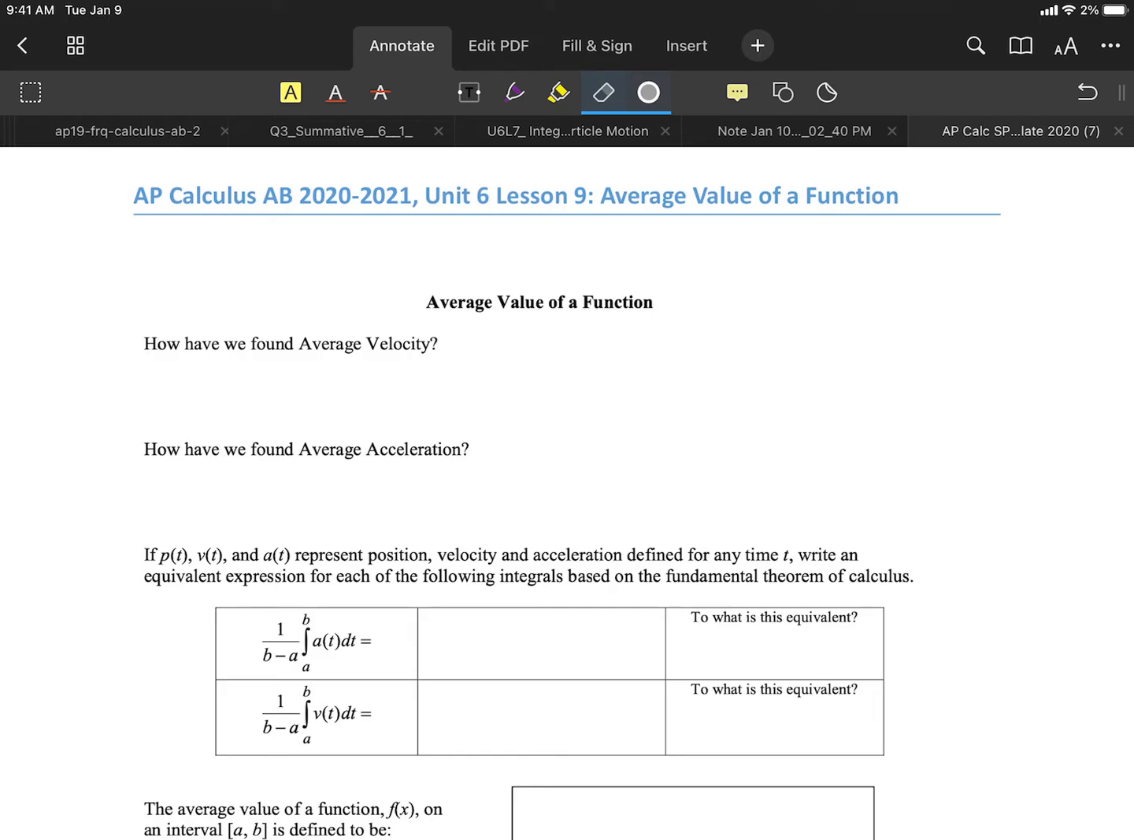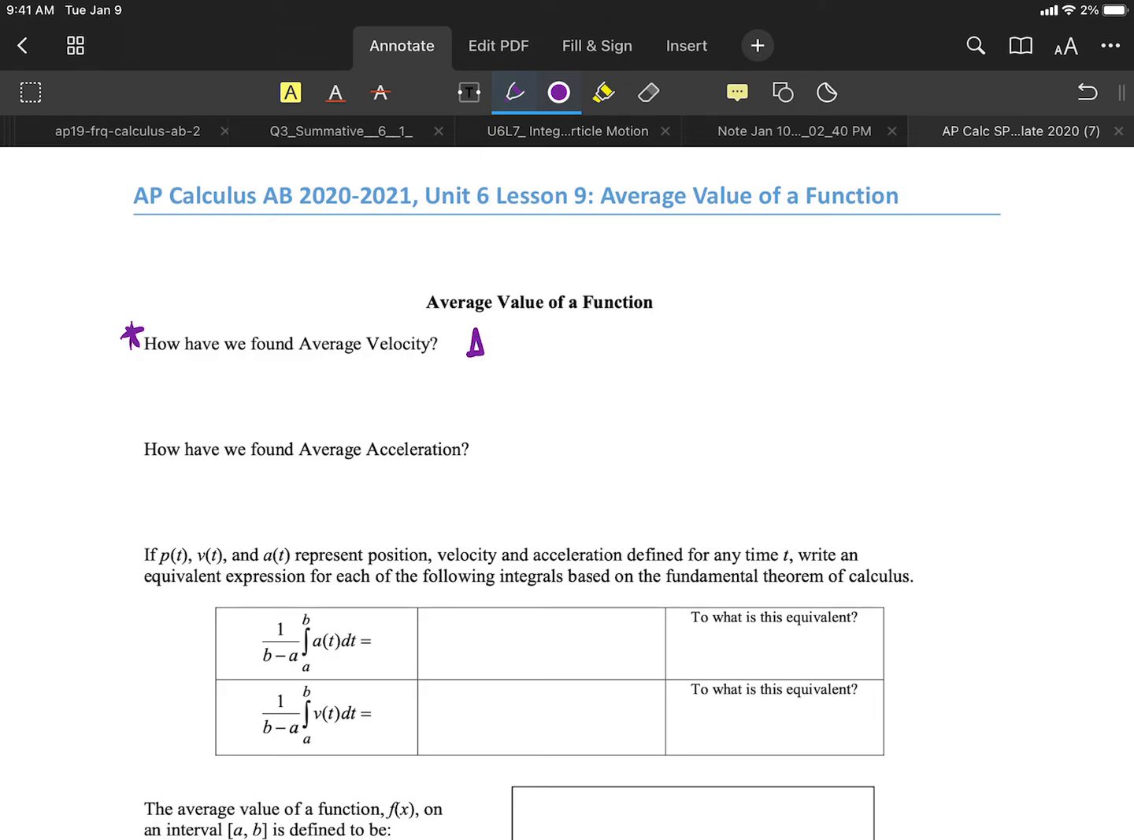Like a lot of calculus concepts, if you can think in terms of physics, it's easier to make sense of. And so we're going to start with this question here. How have we found average velocity? The common mistake here is to think, okay, average velocity, change in velocity over time. That would be average acceleration. In just like standard, straightforward everyday terms, how fast were you going?